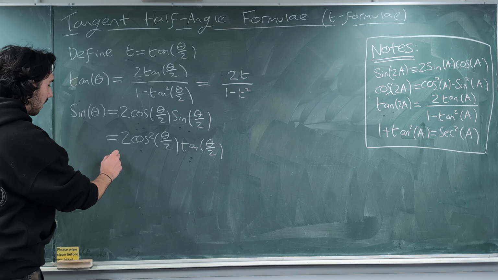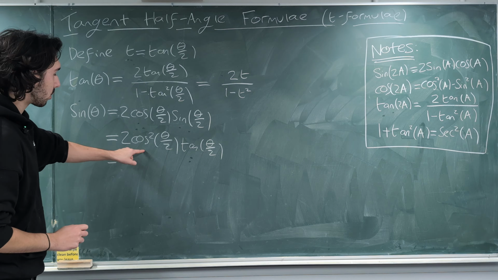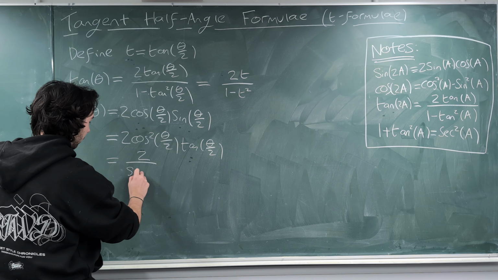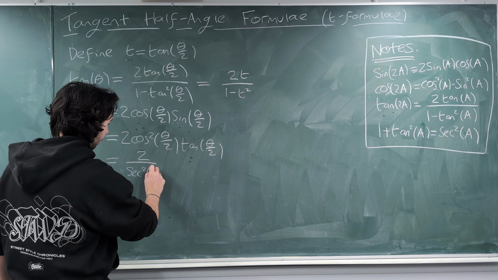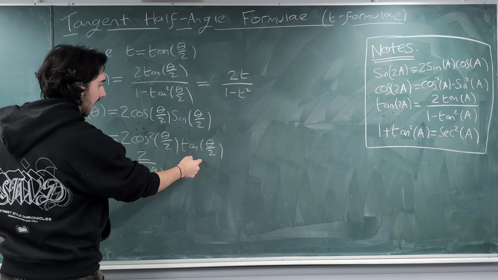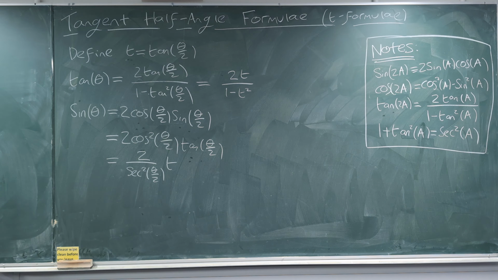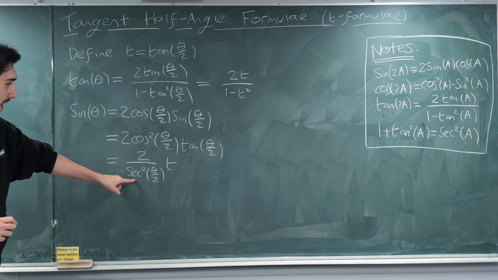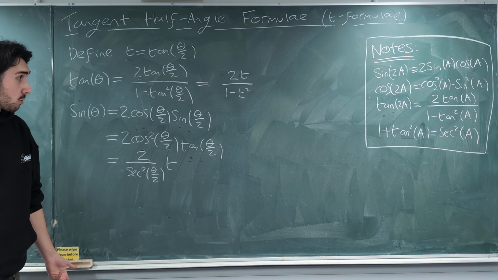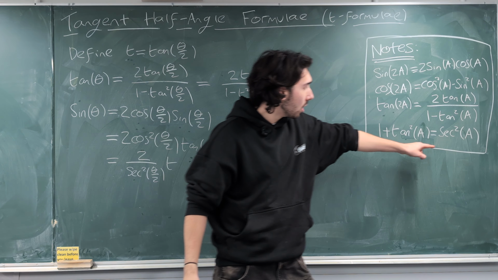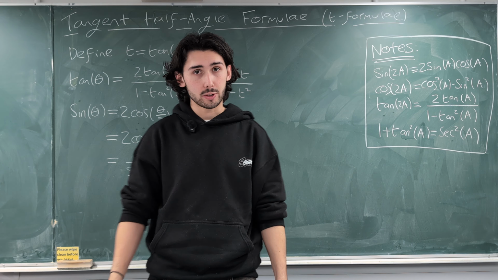So we have that. Now, why have I done that? Well, cos squared is the same as 1 over sec squared. So I'm going to write that. And tan theta over 2 is just t. So I'm just going to replace that with t. Now I just need to know what sec squared is in terms of t. But guys, that's really easy because we know that 1 plus tan squared of theta over 2 would be sec squared of theta over 2.